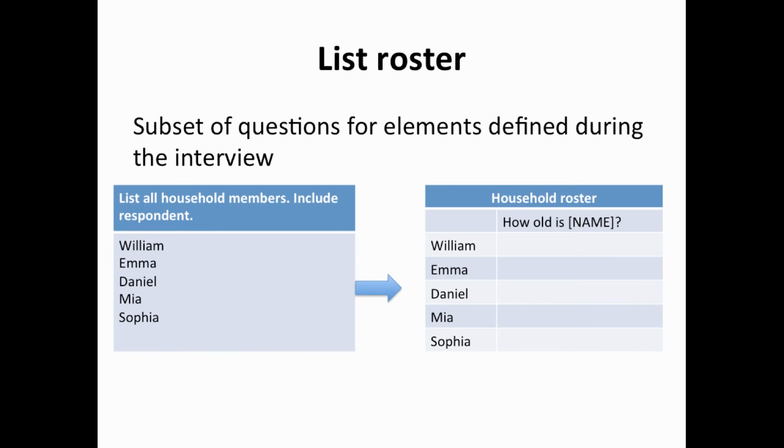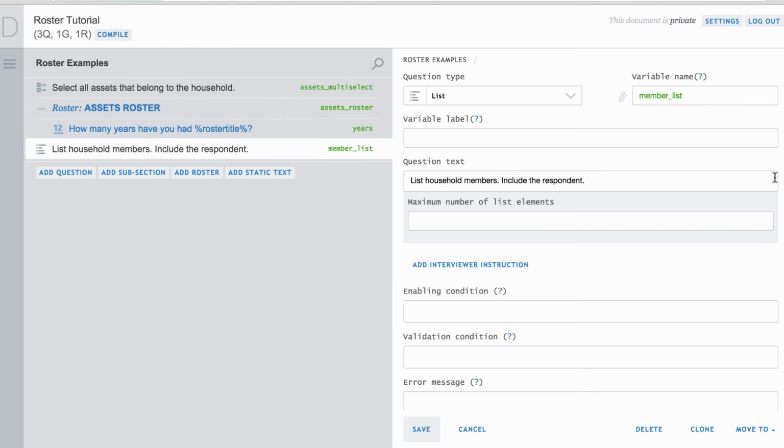In a list roster, elements are defined during the interview. This roster type is commonly used to gather information on household members and agricultural land that a household owns and/or cultivates. In this example, we will illustrate how to create a list roster to gather information on each individual household member. To do this, first create a list question asking to list all household members.